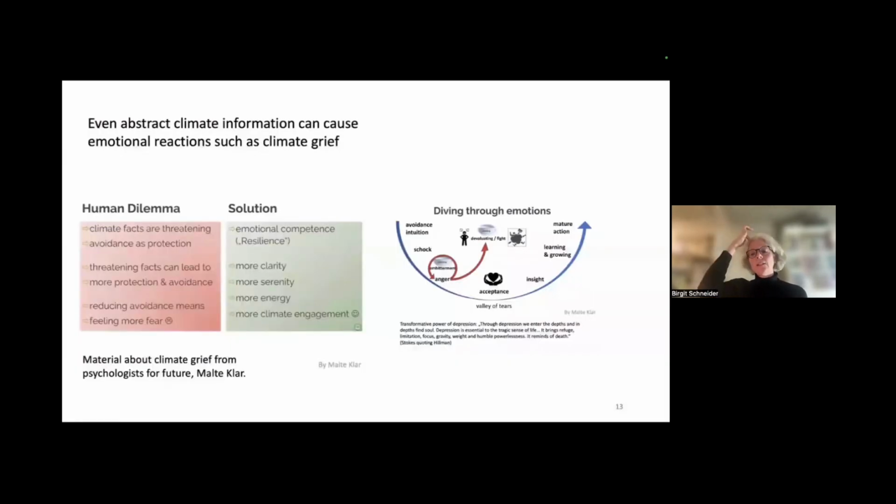Yeah, this is something I also wanted to pay attention to, that even abstract climate information can cause emotional reactions such as climate grief. And this is something I think we have learned since the Fridays for Future movement, that also in Western societies where maybe we don't see and experience climate change as heavily already in our regions, still these abstract climate information can cause real emotional reactions. And this is why we have psychologists for future. I just briefly wanted to mention this dimension.